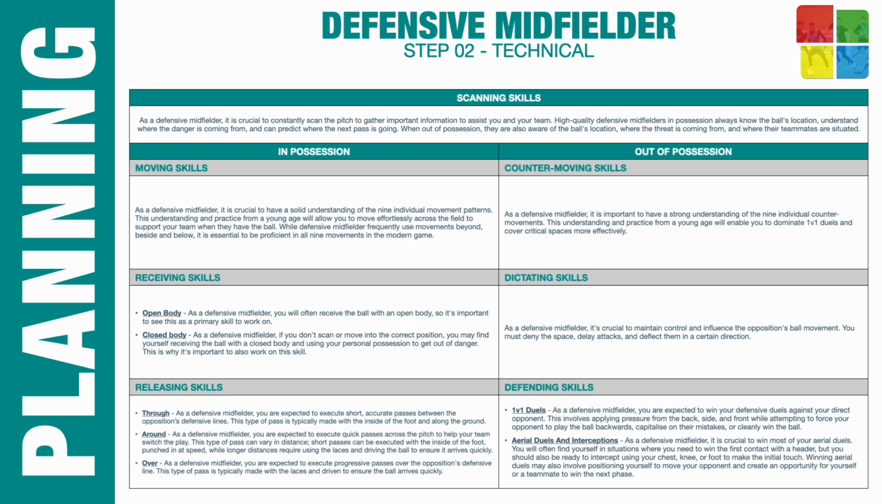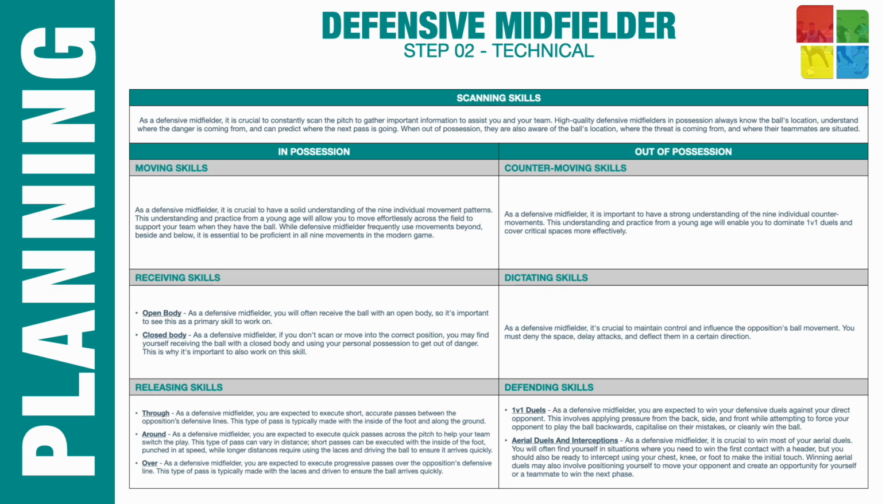Now, moving and counter movements. These are nine key movements that all footballers use. Learning them in the early parts of your development helps you move more efficiently across the pitch, but also helps you to dominate 1v1 duels when out of possession. Again, we'll go into this in a little more detail as we work through parts 2 and 3.